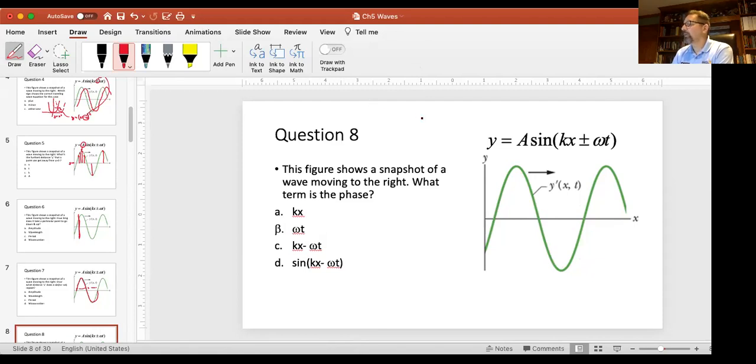What term is the phase? And the answer here, since I didn't give you a way to figure it out, is that whole thing right there, kx plus or minus omega t. We refer to that as the phase. I'd have sworn there was an 8th poll right there, but we're on to number 9 here. Any questions on that? That's phase. So the answer here would be C.